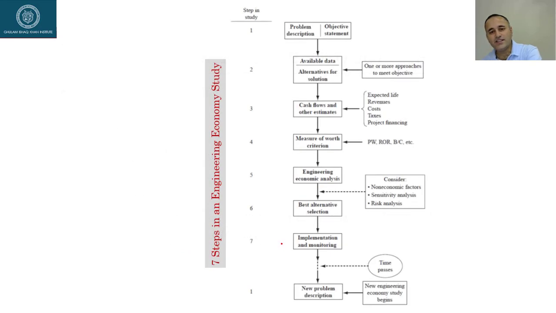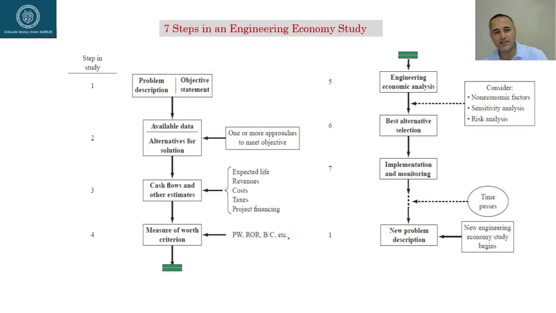Now this one is a typical 7-step process in engineering economy study. I actually trimmed it for you so it's more visible, so it's exactly the same thing. Everything starts with a problem. So suppose, let's say, transportation. Suppose it is an individual. My problem is actually transportation.